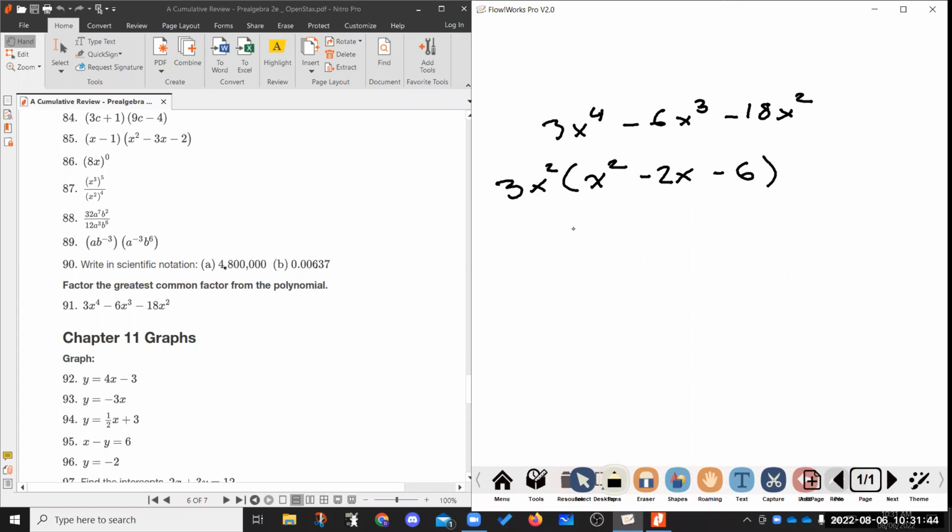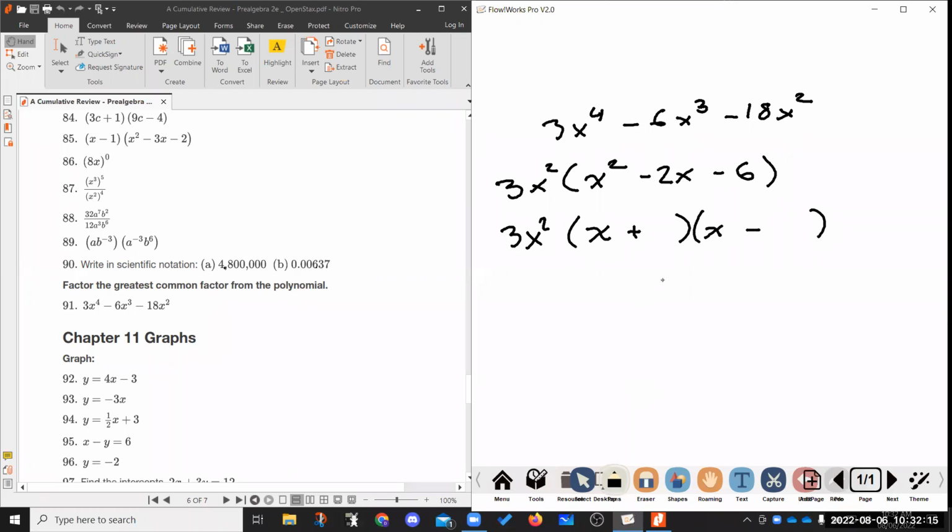We can factor the polynomial a little bit more now. It tells us to factor it completely. So 3x squared. This trinomial is going to factor into two binomials. x times x gives us x squared. The signs are different because we get a negative product when we multiply the last terms. Factors of 6 that have a difference of 2. Ooh, can we factor that anymore? I don't think we can.